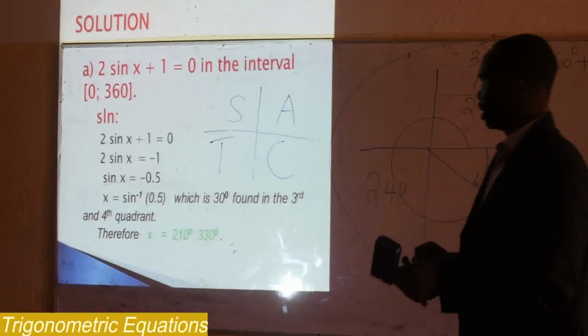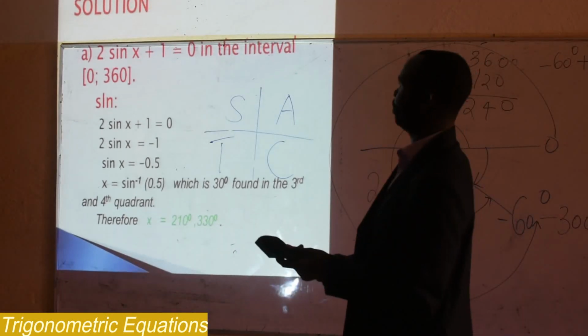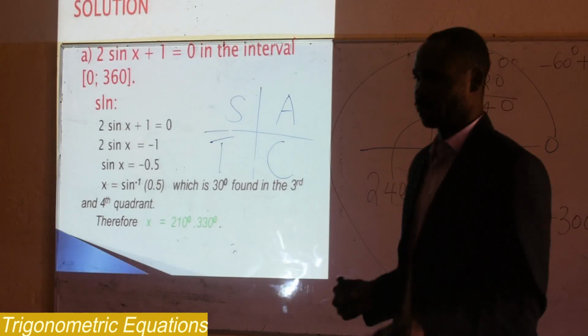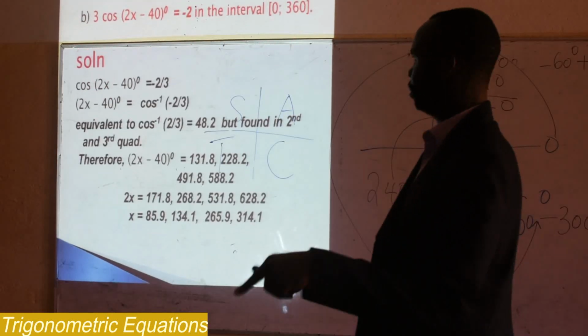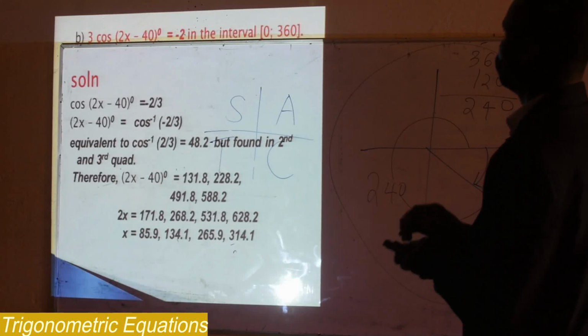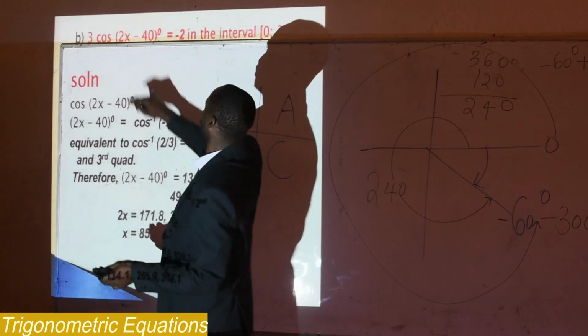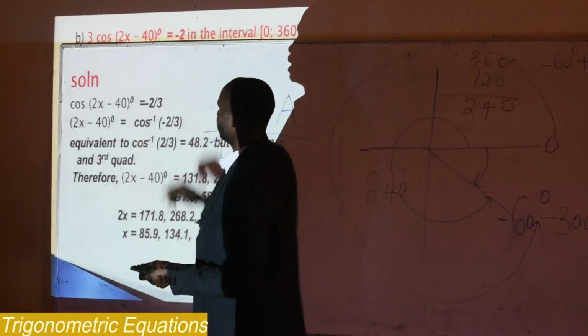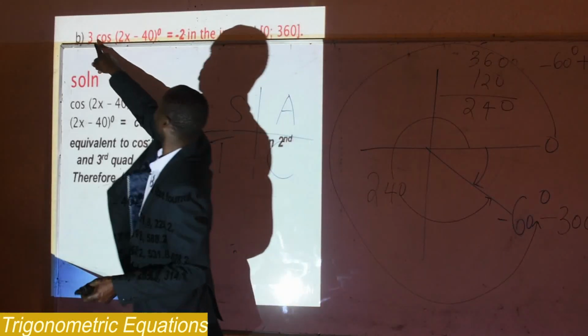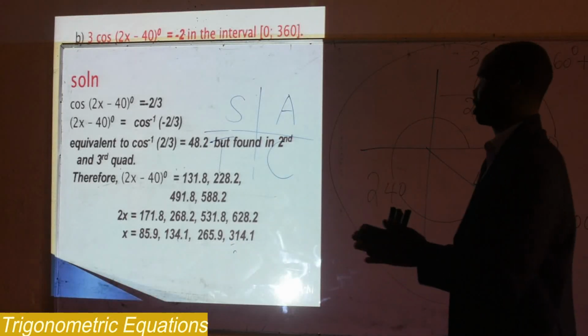Let us move on to the next, my example B. What does example B say? Example B says 3 cos of 2x minus 40 degrees. The answer is negative 2. So the first step is to divide by 3 all over. Then cos inverse both sides.